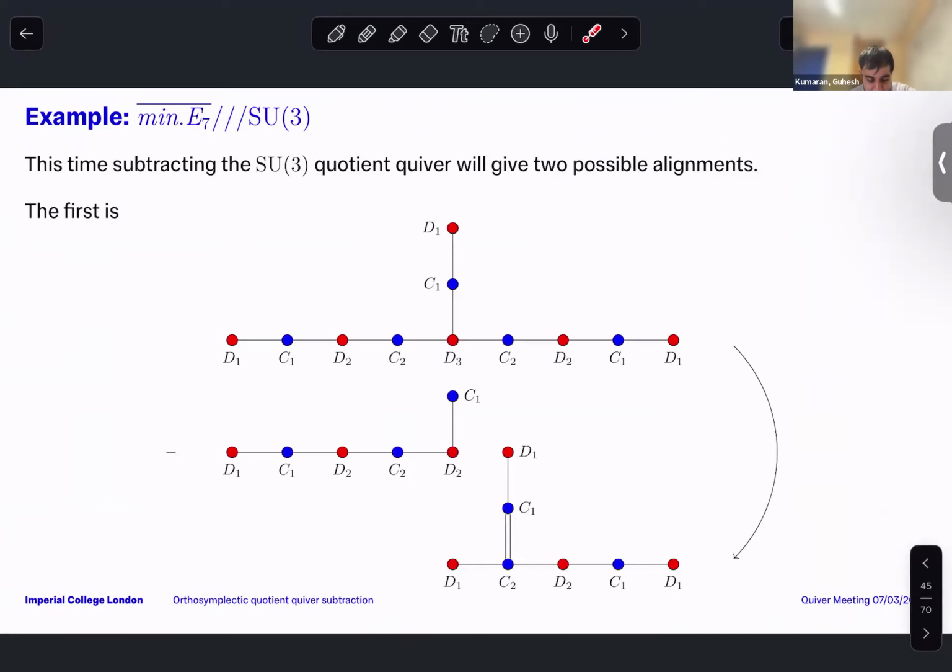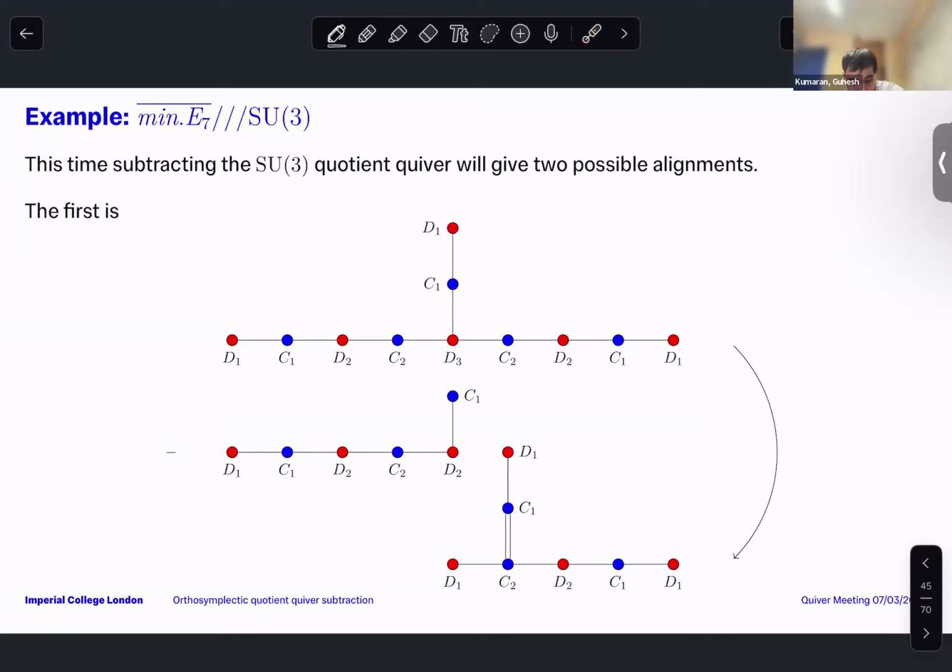This time, if I subtract my quotient quiver, D1, C1, D2, C2, D2, you can see at the C1, I have a choice. I can either go up or I can go across. Both of them are fine. It's just I take the union at the end. When I do a subtraction going up first, then these nodes are killed. This D3 minus a D2 gives me a D1. This C1 minus C1 gives me nothing.